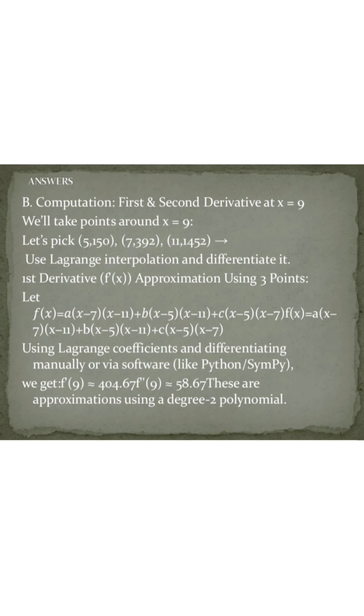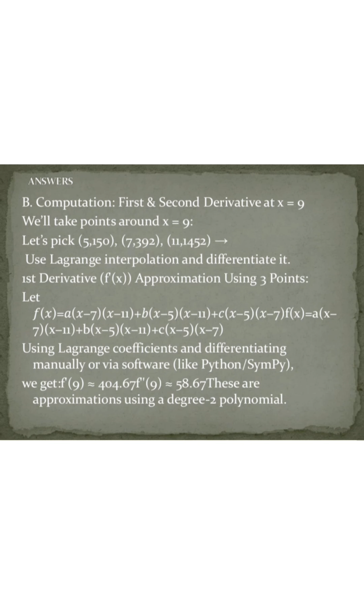Answer of B. Computation: first and second derivative at x equals 9. We will take points around x equals 9. Let's pick (5, 150), (7, 392), (11, 1452). Use Lagrange interpolation and differentiate it.